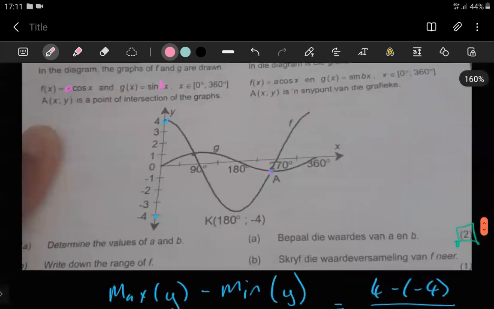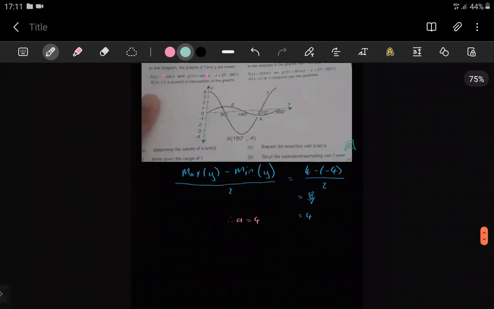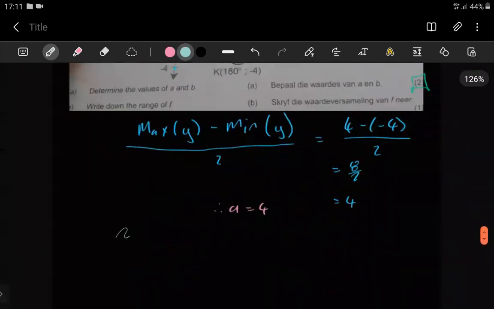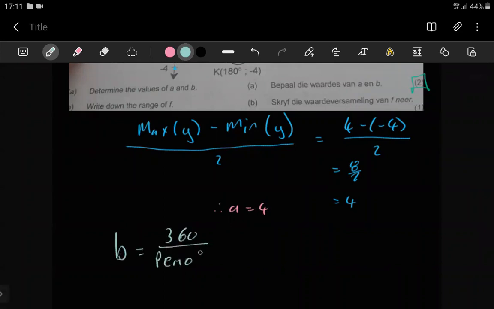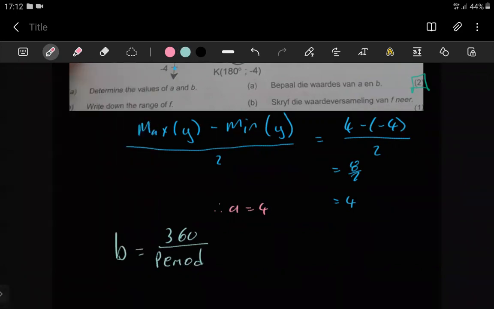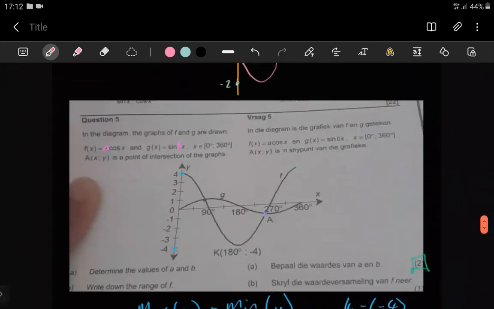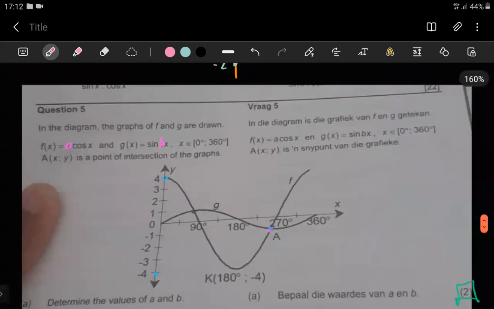B is the frequency, and we said frequency has a formula, so we can just write it out. We know B, because it's a cos graph, it's going to be equal to 360 divided by the period. Now we can put in the numbers. So what is the period of the sine graph?